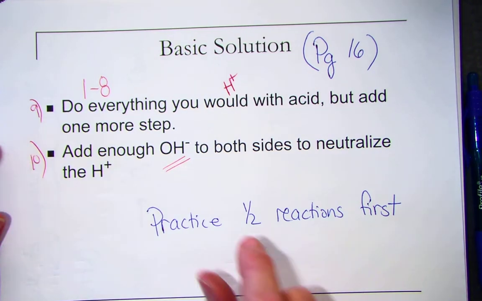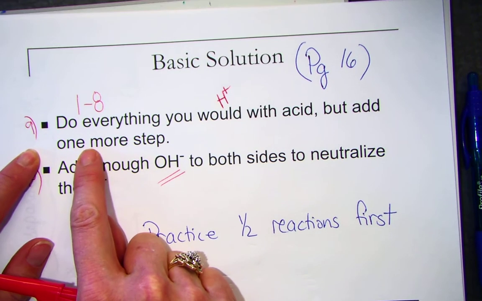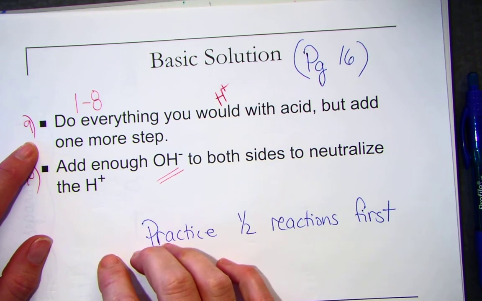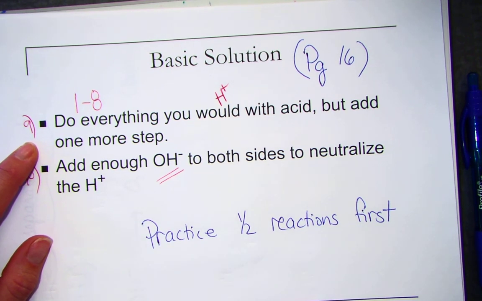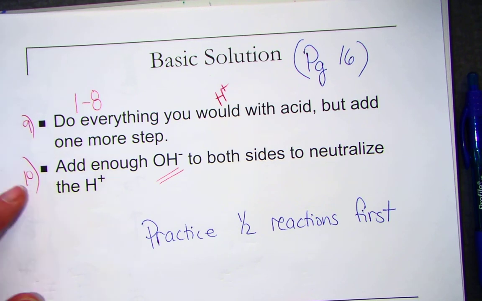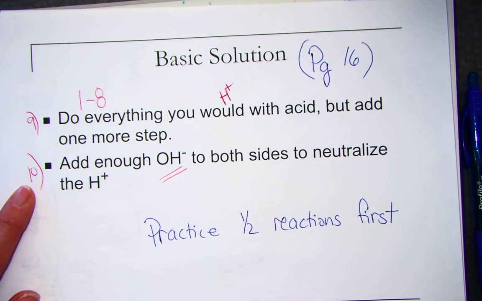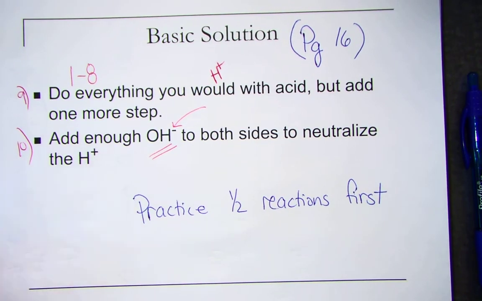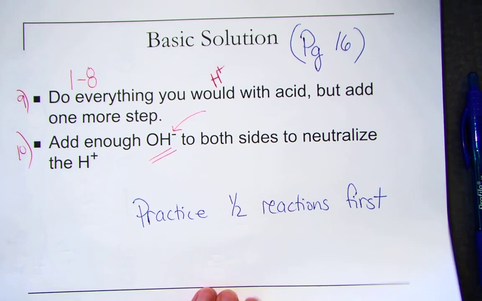Let's read out loud. Rule number 9, reading out loud. Ready, set, go! Now one more time, rule number 10, but this time maybe with some energy. Ready, set, go! Add enough OH negative to both sides to neutralize the H+. Add enough hydroxide to both sides to neutralize the hydrogens.